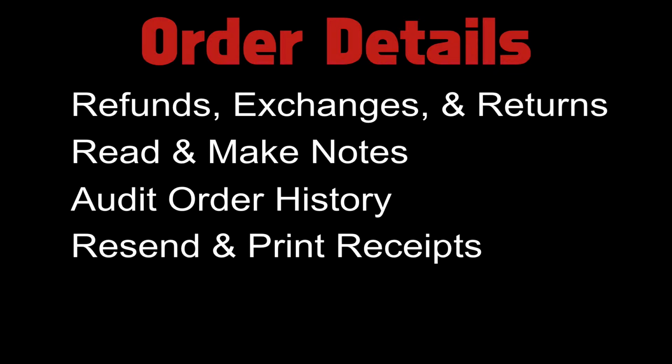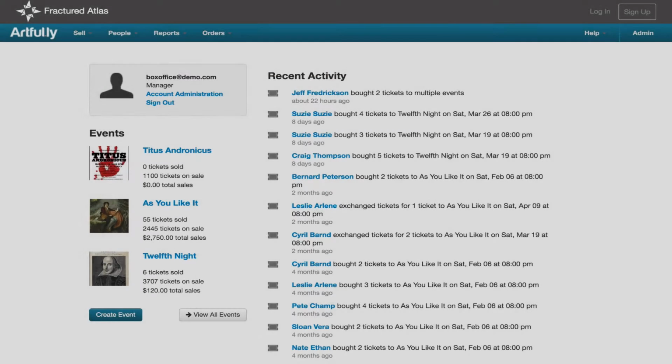In this video, we'll cover how to reach order details and the information that's contained on them. We'll cover refunds, returns, and exchanges in a separate video. You can get to order details in multiple ways, but here are two of the most common routes. The first method uses your orders report. This makes sense if you know more about the transaction type, be it tickets, memberships, passes, or donations.